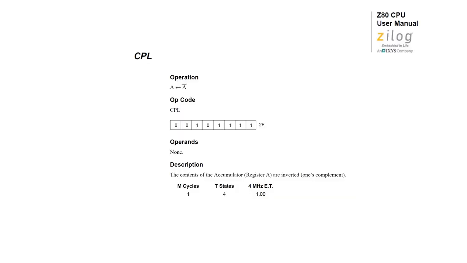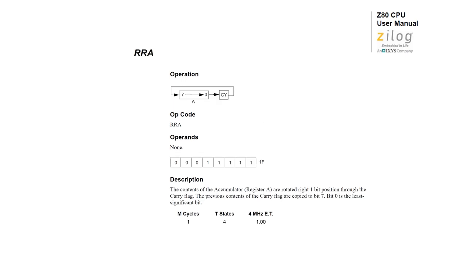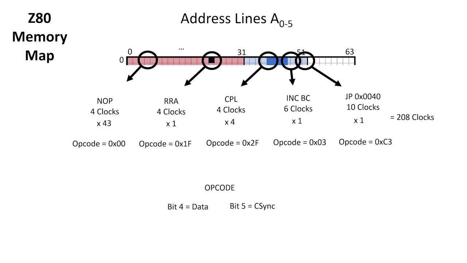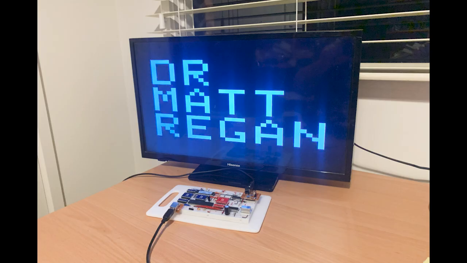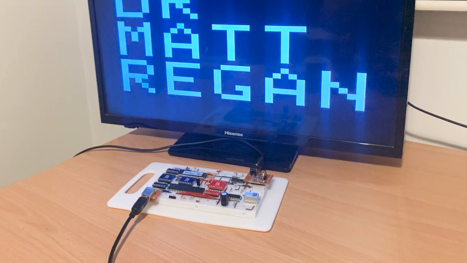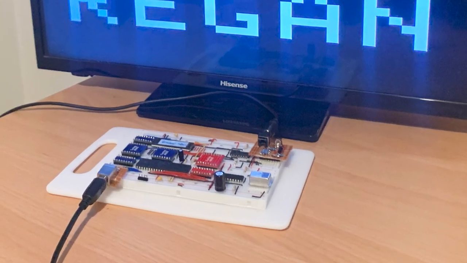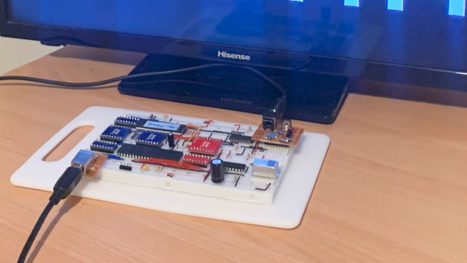We use the complement A instruction for sync, and the rotate right A instruction for data. This is what the machine code for a typical scan line might look like. Now, this machine's horribly inefficient. We only have 32 pixels across, and we require a byte of memory for each 1-bit pixel. The first thing I'm going to try and do is reduce it from 1 byte per pixel to 1 bit per pixel.